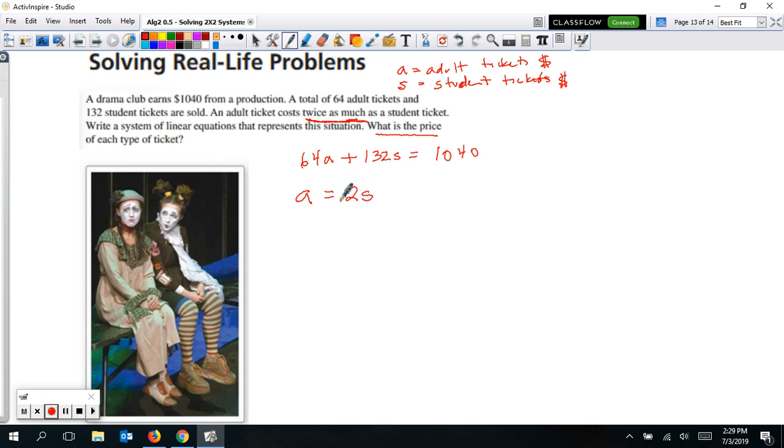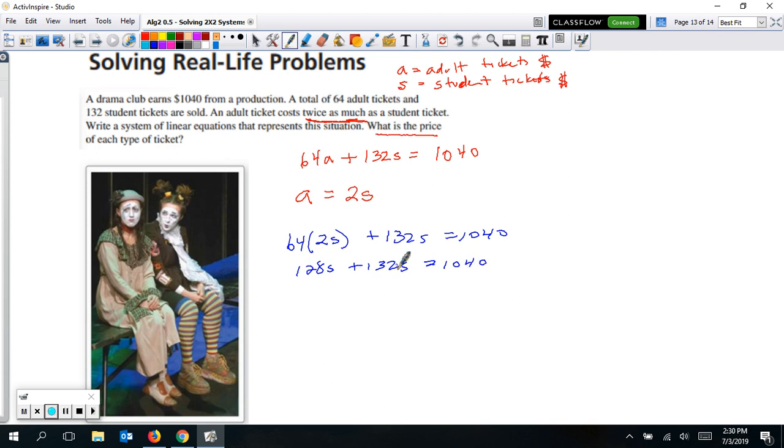So now this is a situation where we can use substitution. We know A equals 2S. We can plug that in for our A into this equation. So let's go ahead and do that. It's going to be 64 times 2S plus 132S is equal to our 1040. And so 64 times 2 is 128S plus the 132S equaling the 1040.